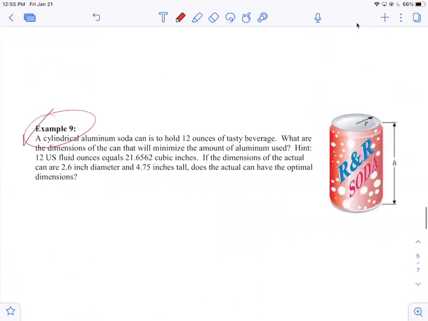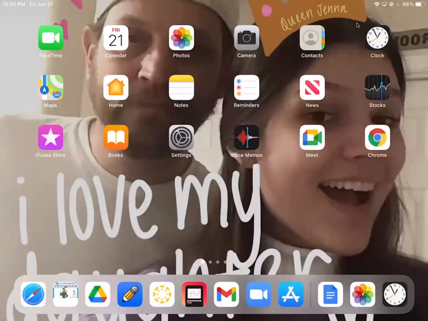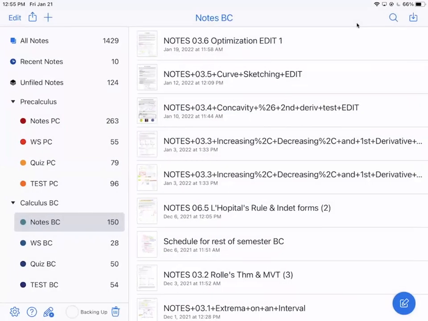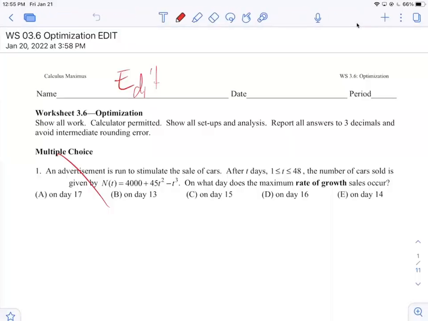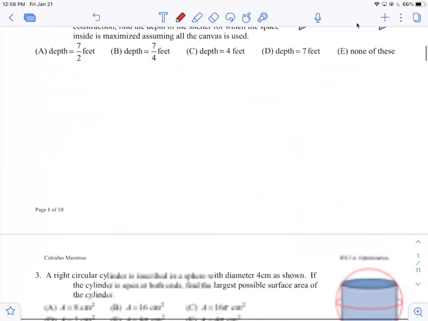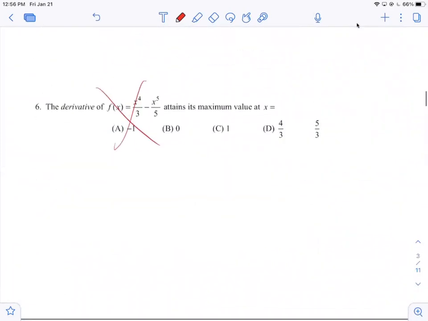Now let's quickly look at the worksheet. What are some of the ones on the worksheet that you can omit? I'll show you because it is a beefy worksheet. All right, so worksheet 3.6. Omit number 1. Omit number 6.